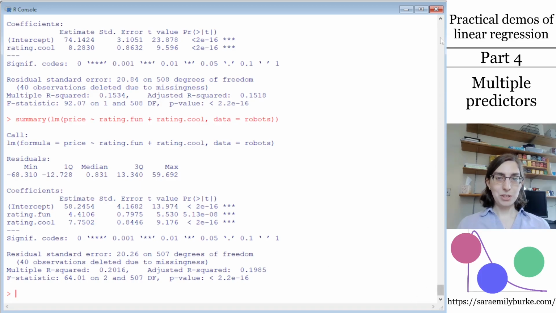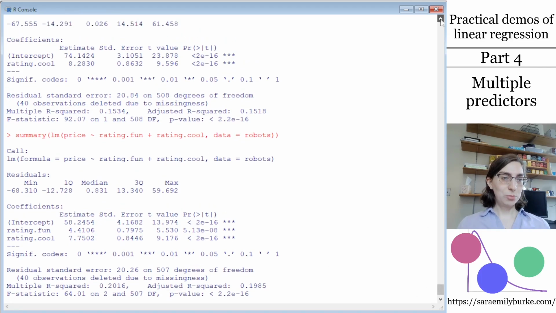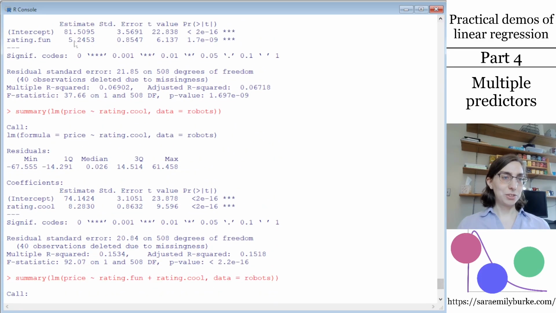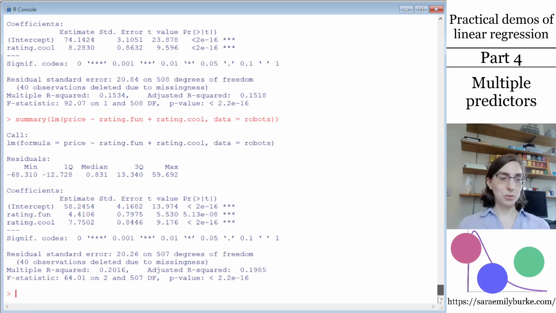And the point that I want to illustrate here is that the slope for fun is weaker than it was in the simple linear regression model. So 1 unit of fun was associated with $5.25 more price on its own. But adjusting for cool, it's associated with $4.41 more price. And 1 unit of cool was associated with $8.28, but adjusting for fun, it's associated with $7.75.